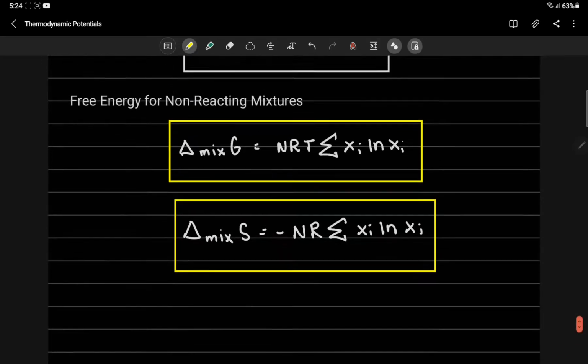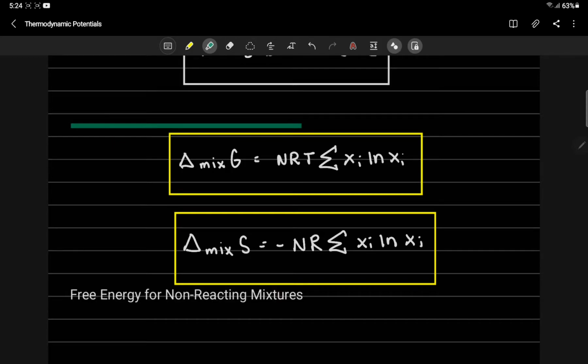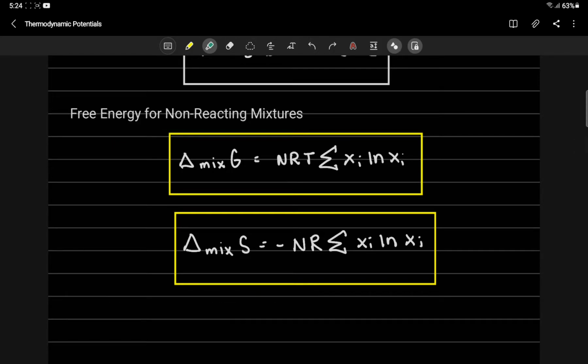Now, please take note that this free energy and entropy that we are going to calculate here, okay, gagamitin mo yung equation na yan for non-reacting mixtures only. Okay? Walang pakialam sa isa't isa yung mga components. Let's say you have a mixture of yung mga gases like helium, argon, yung mga inert na gases.